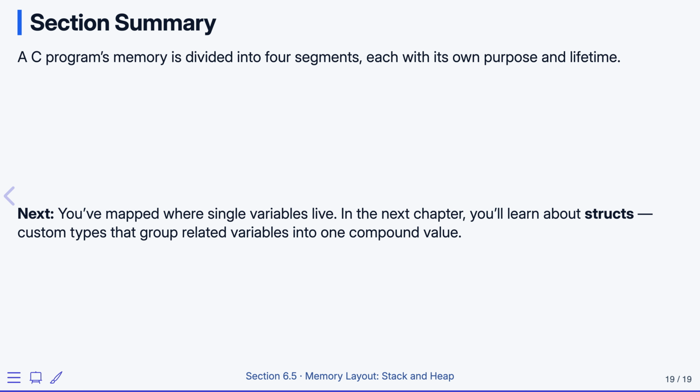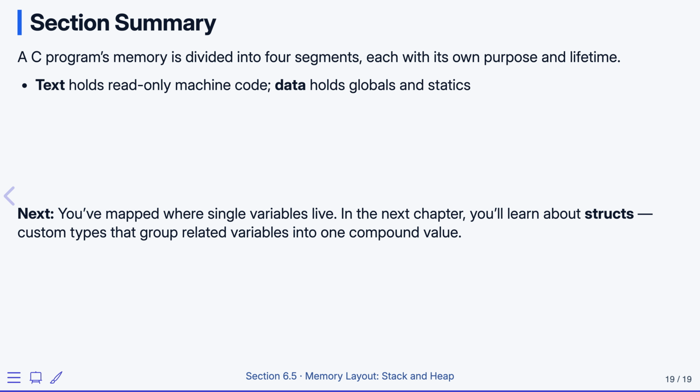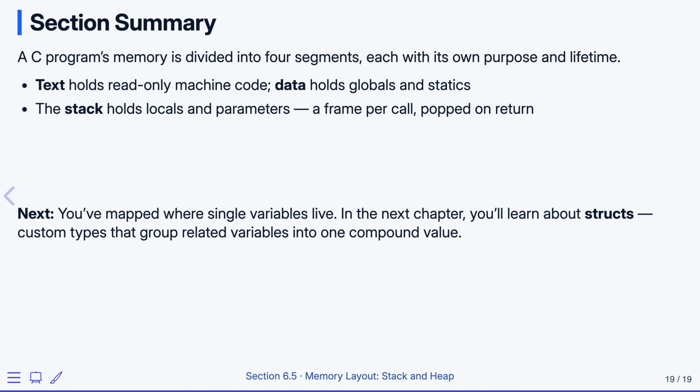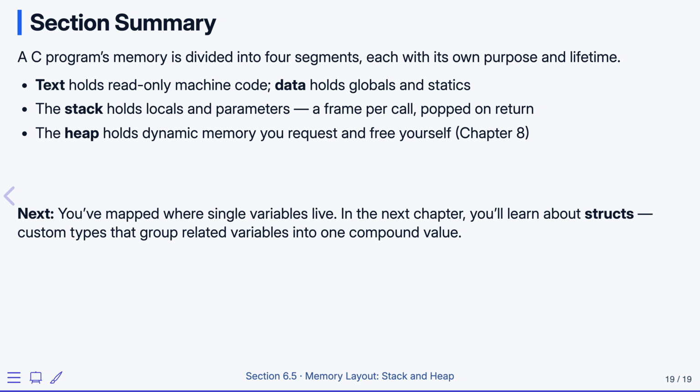Let's recap. A C program's memory is divided into 4 segments, each with its own purpose and lifetime. The text segment holds read-only machine code, and the data segment holds global and static variables that last the whole program. The stack holds local variables and parameters, 1 frame per function call, popped when the function returns. The heap holds dynamic memory that you request and free yourself, which you will meet in Chapter 8.